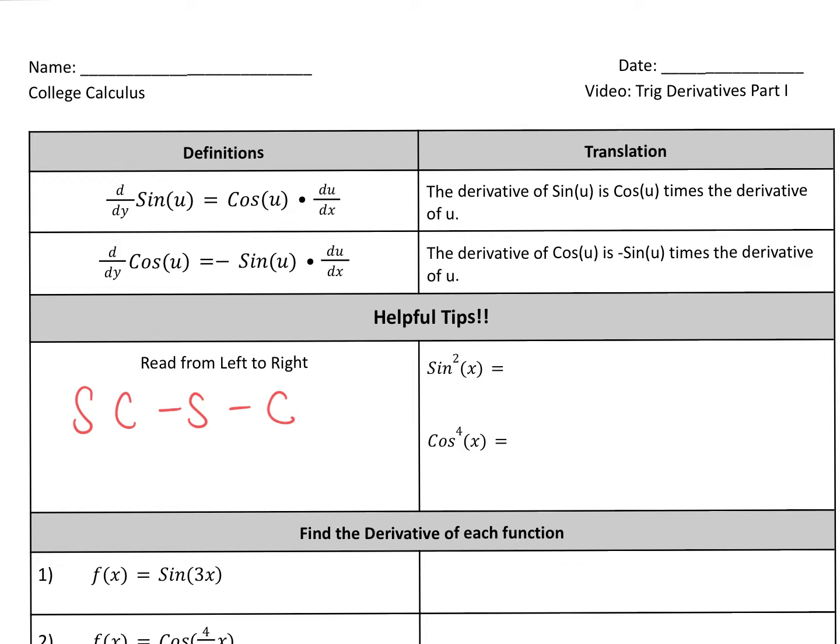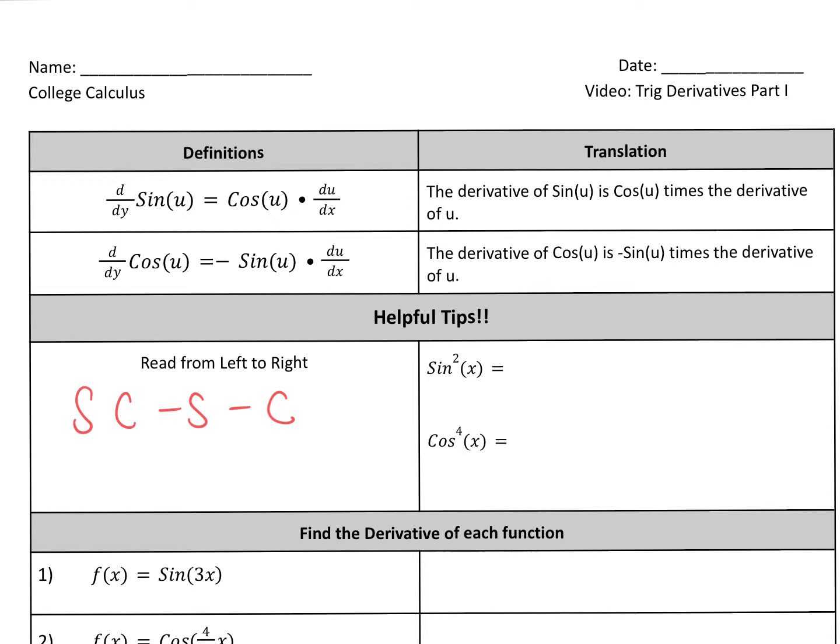So the textbook definition of the derivative of sine is cosine of u times du over dx, where du over dx is the derivative of the inside. So the derivative of sine of u is cos of u times the derivative of u, or the derivative of the inside. The derivative of cosine is negative sine of u times du over dx, which again means the derivative of the inside. So we're still going to use this. We just have to add the derivative of the inside.